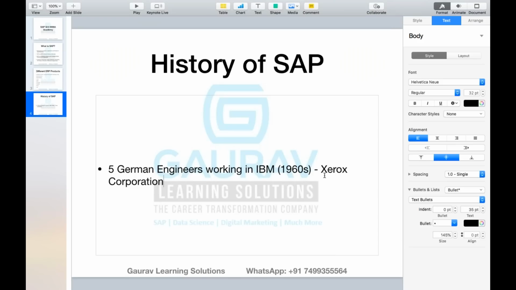So Xerox was a company which was planning to develop something that consolidates or integrates all the different functions of the organization, because before that they were using separate software for each department, right? So these 5 German engineers started working on this project. And during the project itself, after a few months or a few years, due to some reason, Xerox said, I am no more interested in this product.